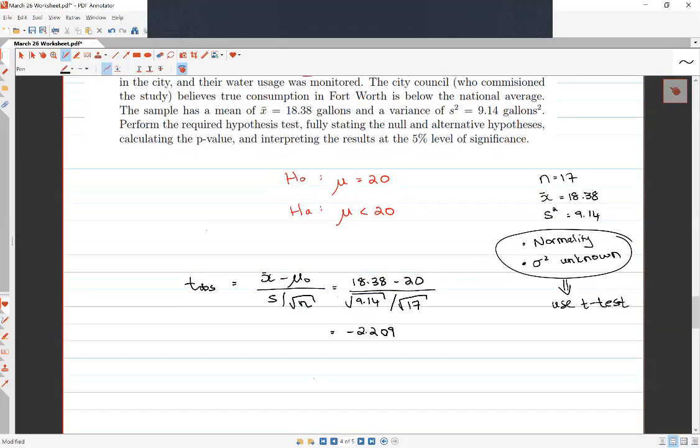Now, we're trying to get a p-value here, and this is the other instance where you have to be careful, because we now are no longer using a normal distribution as a reference. We're using a T distribution with n-1 degrees of freedom. So in this case, a T distribution with 16 degrees of freedom is our reference.